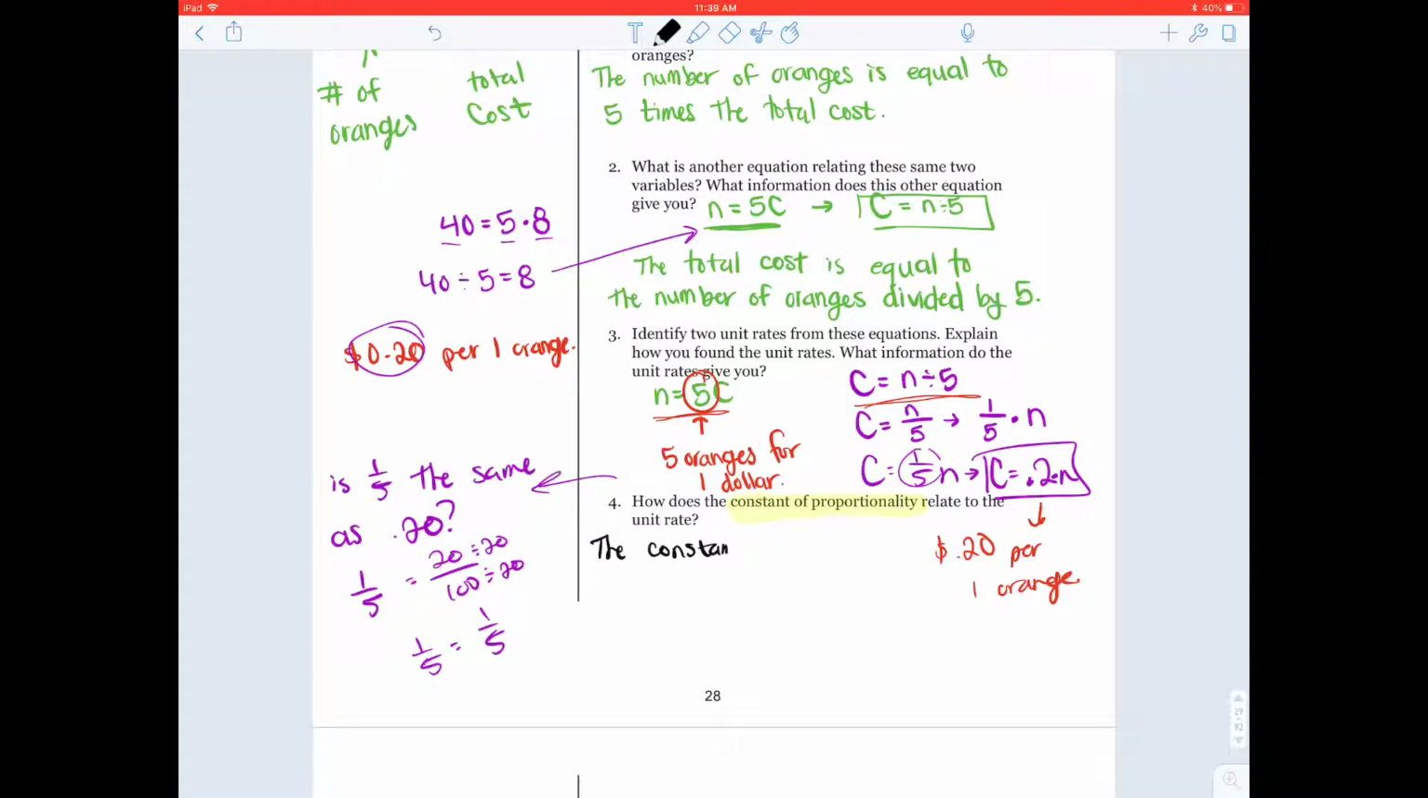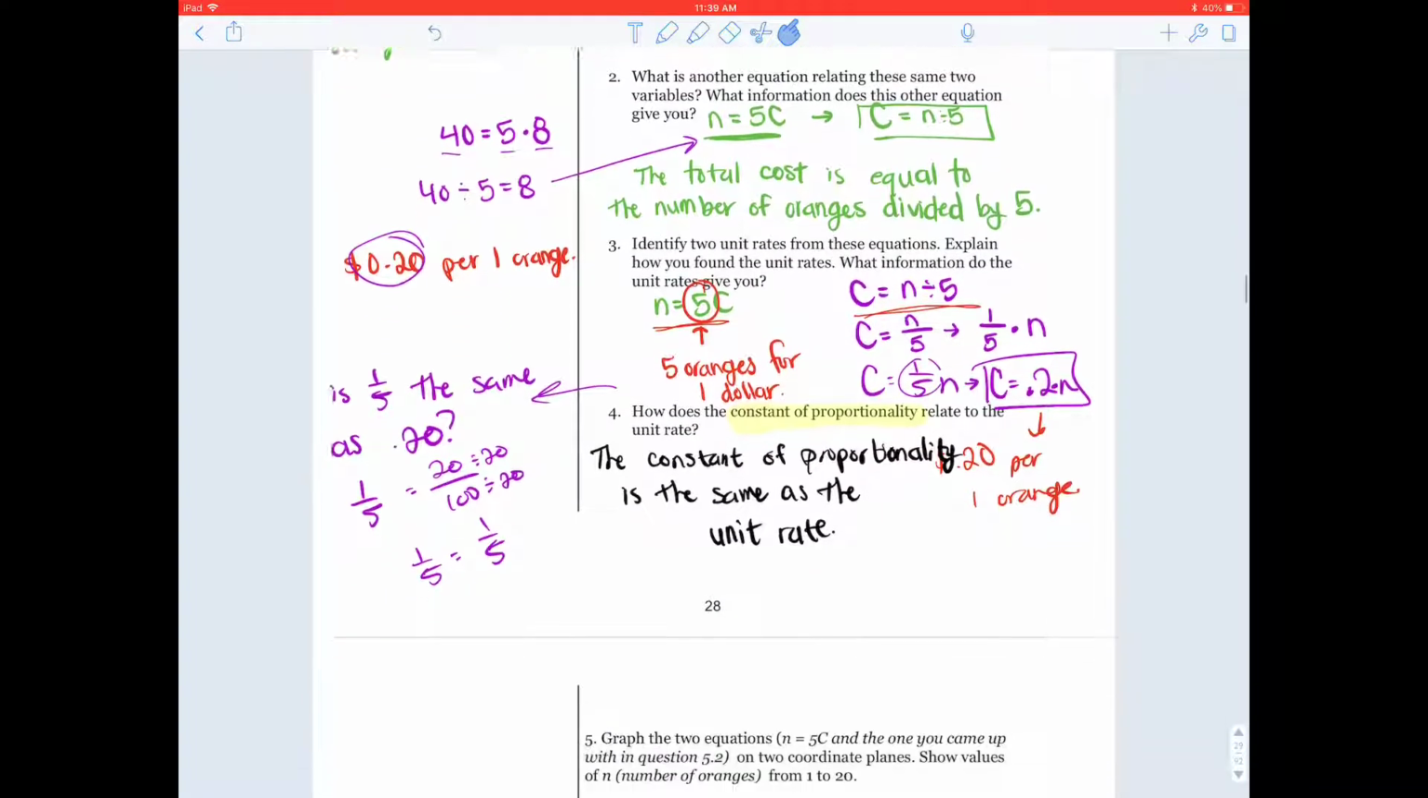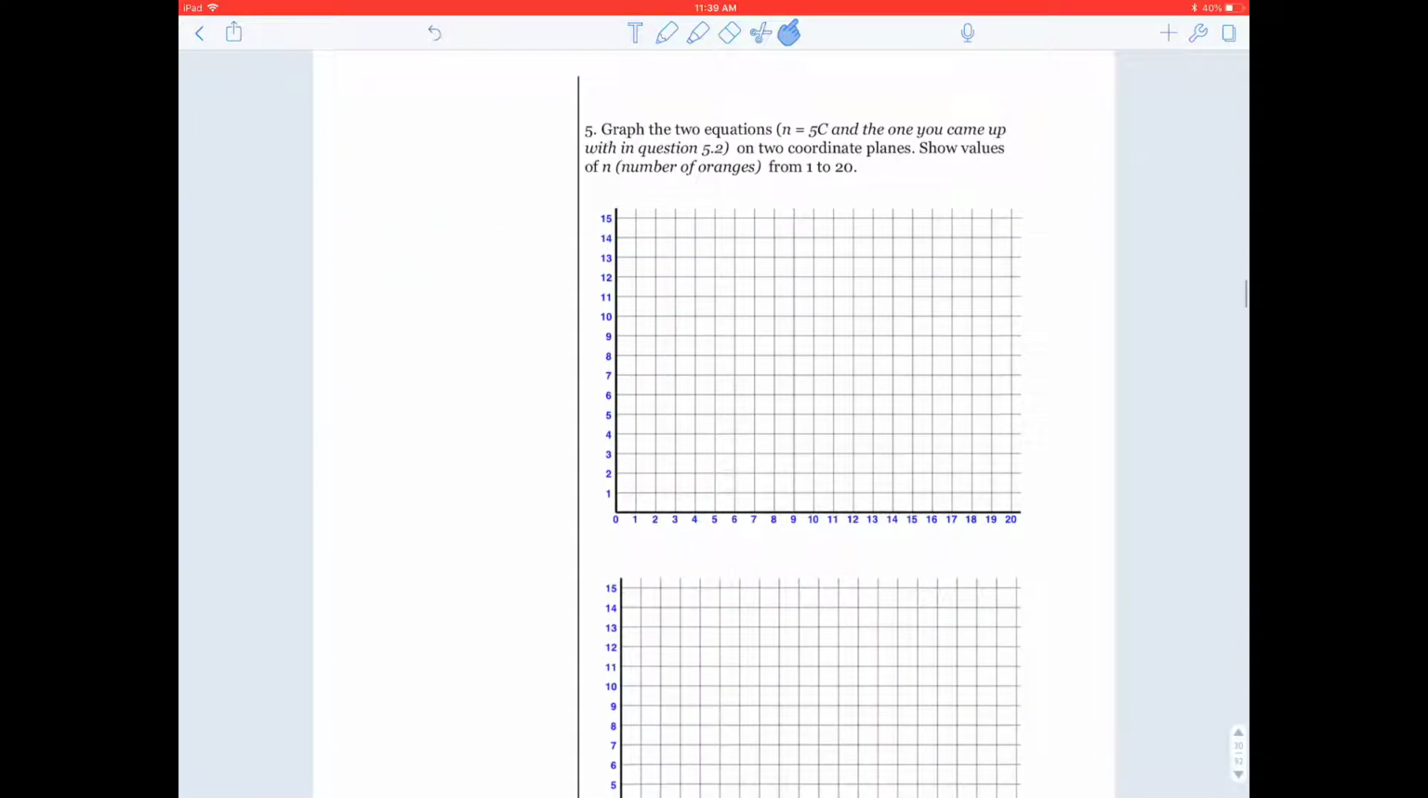So let's write the constant of proportionality. Oops, I'm going to cross out some of my work here. The constant of proportionality is the same as the unit rate. Woo! Excellent. Okay. So go ahead and take a second to write that down. Go ahead and pause it if you need to, but we're going to keep going.